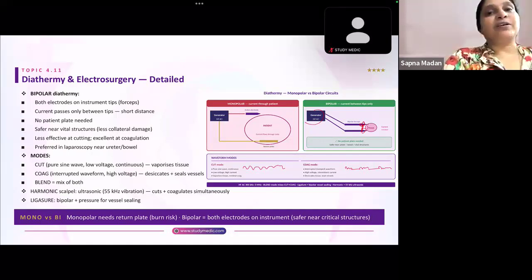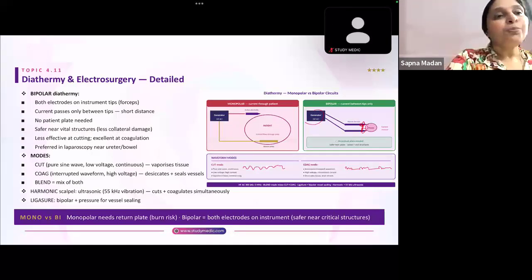So between monopolar and bipolar, monopolar needs a return plate and there is a risk of burn if the return plate is not well applied. For bipolar, both the electrodes are on the instrument, okay, and therefore it is safer near critical structures.